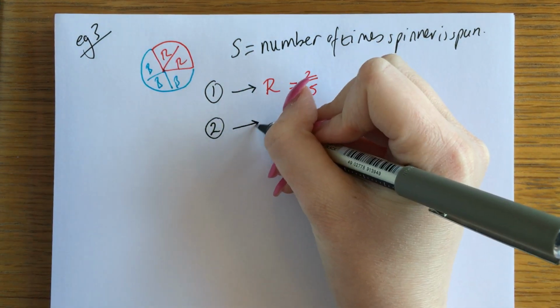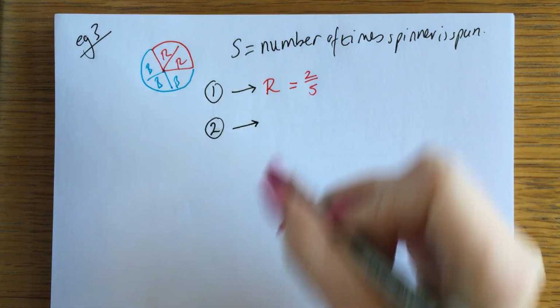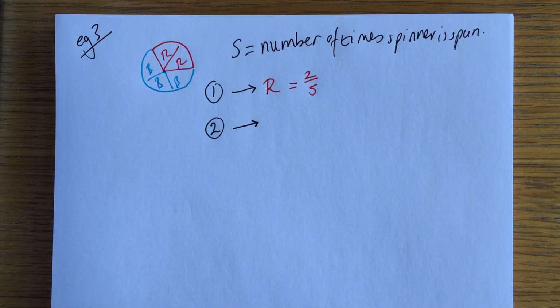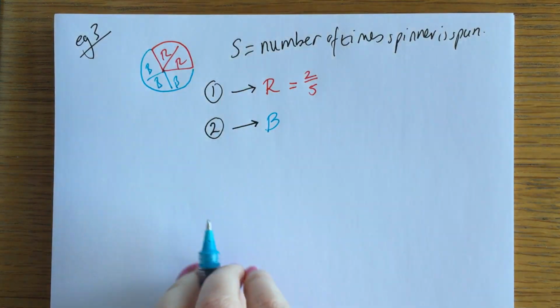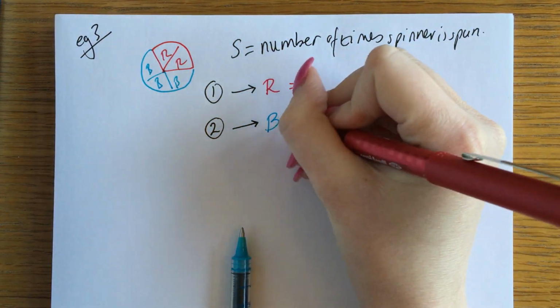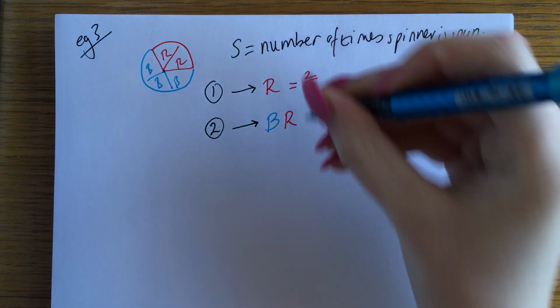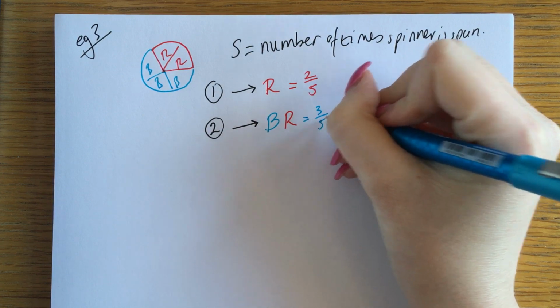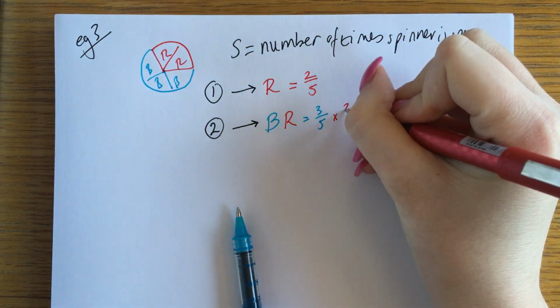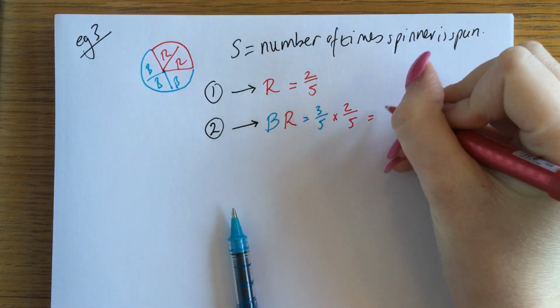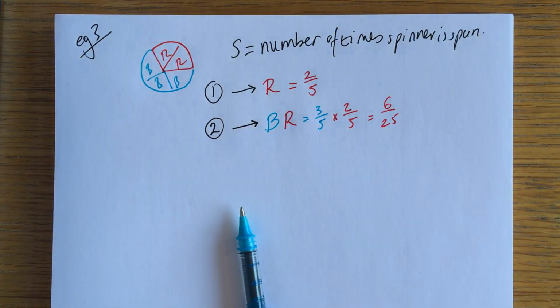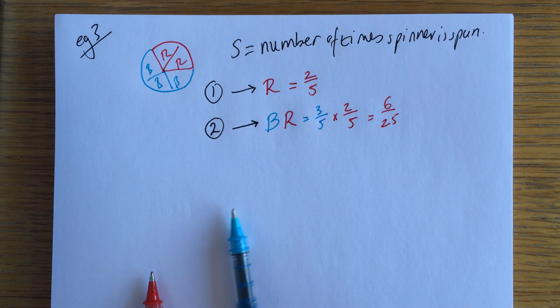For the spinner to have been spun twice, I must have got a blue first and then a red. That's the only possible outcome, because if I get a red, I stop. If I get a blue, I carry on until I've spun it 4 times. So therefore the probability is 3/5 multiplied by 2/5, which is 6/25.